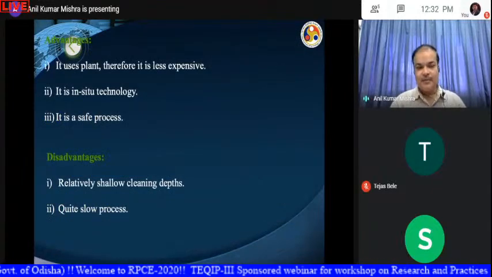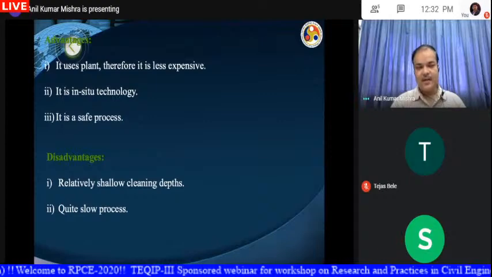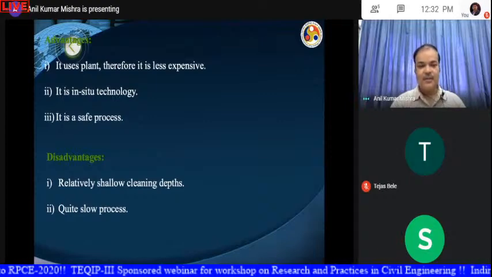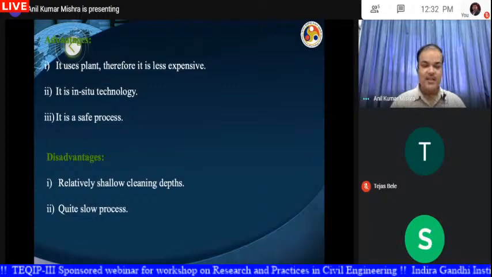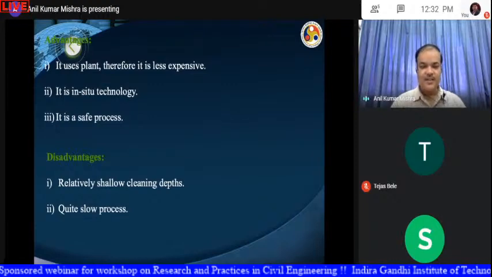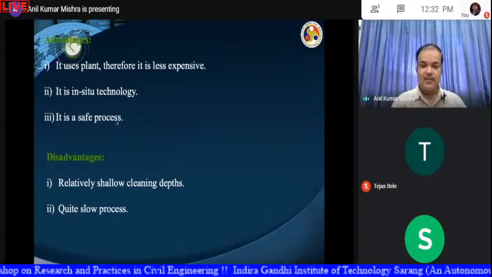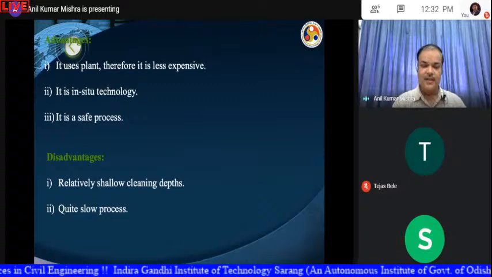So this method is very cheap, an in situ technique, and also very safe. But the thing is, it's a very slow process and works at a relatively shallow depth. I mean, the contaminant can be removed only up to a shallow depth, up to where the roots can go.